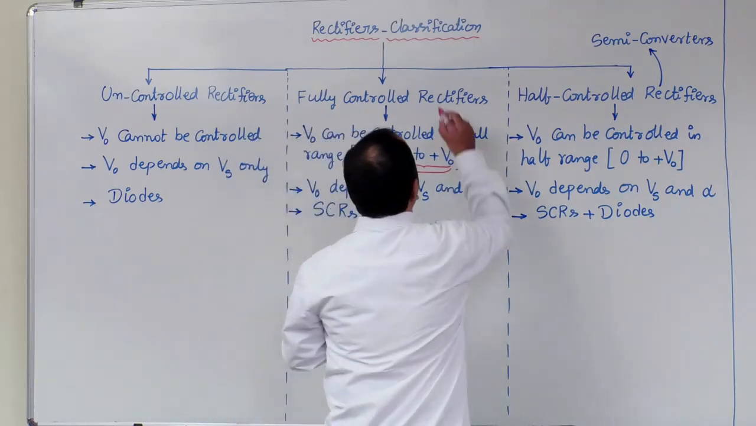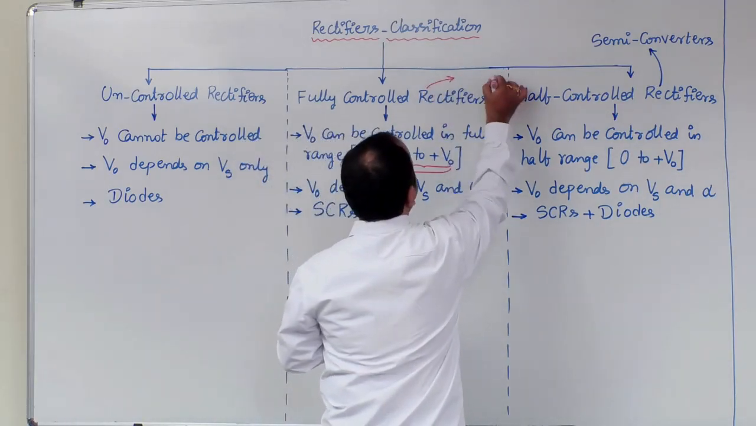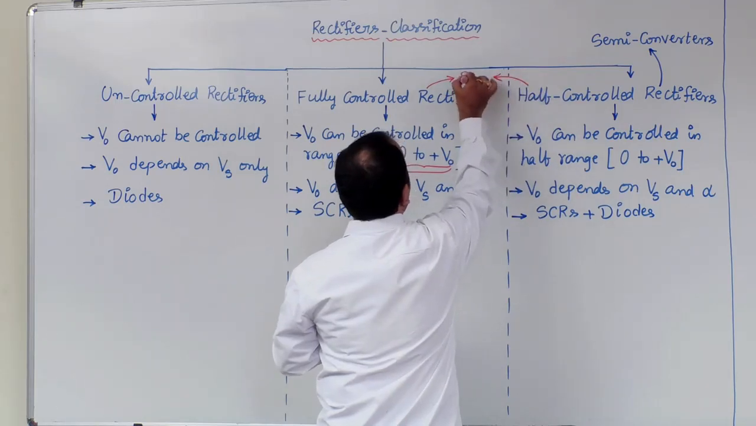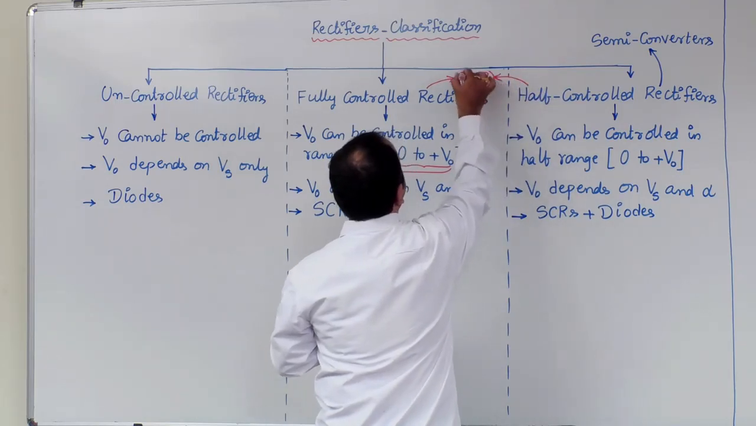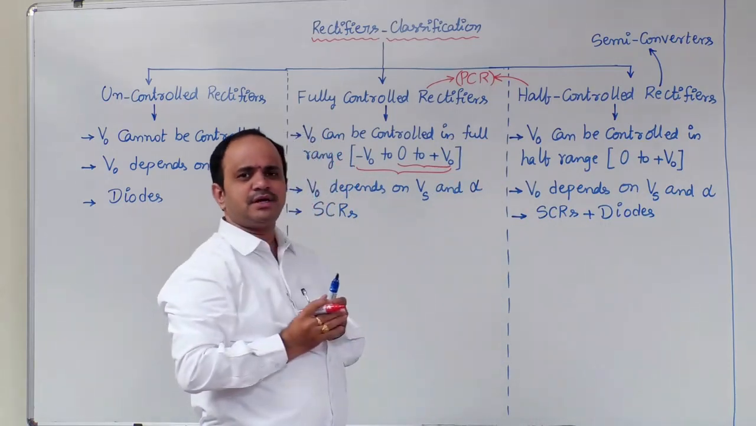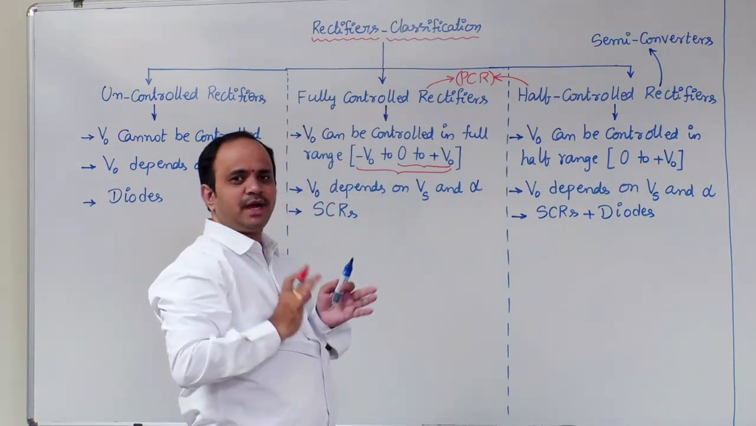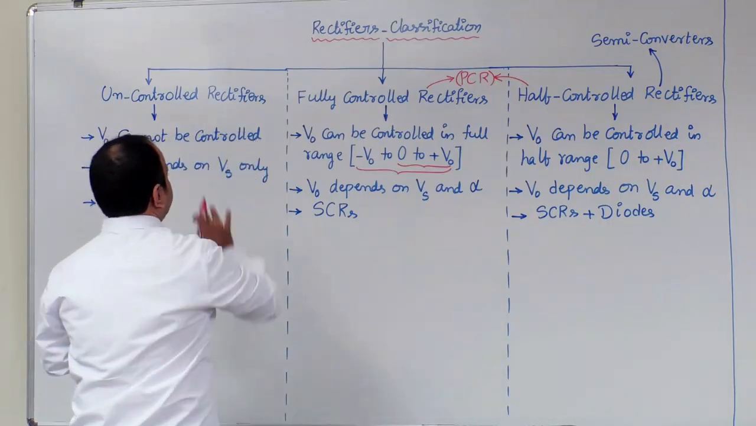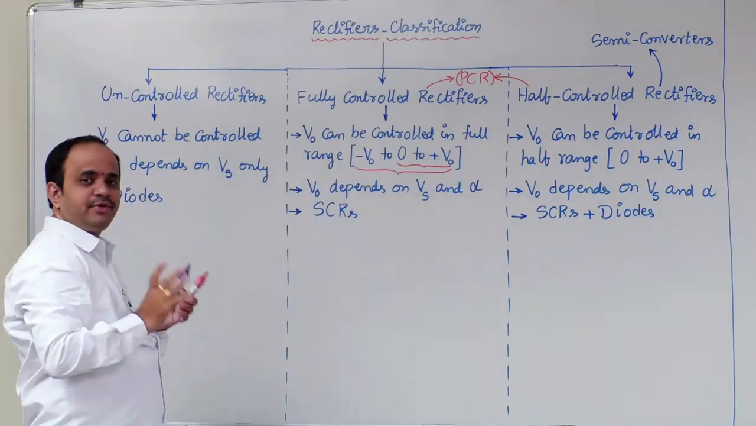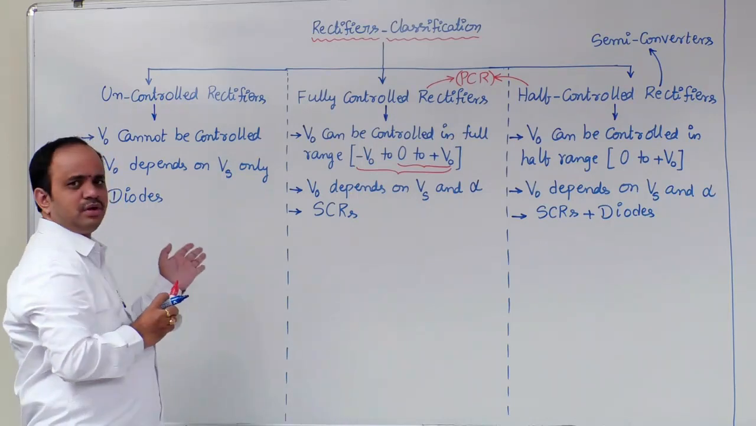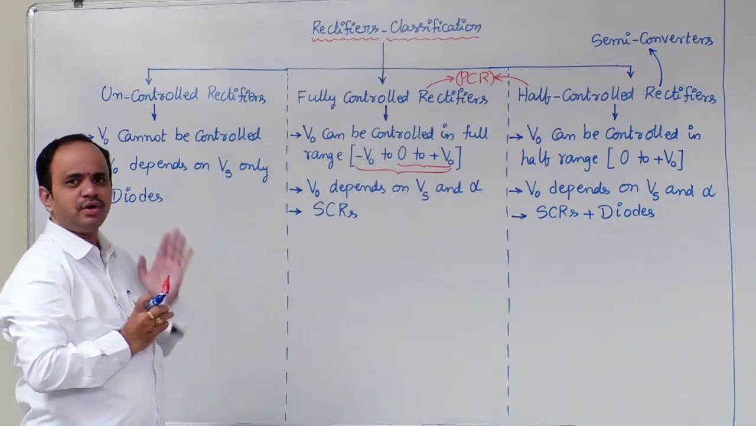Next, these two circuits together are named as PCR, phase controlled rectifier circuits. So follow the terminology and the notation carefully. This is about the basic definitions of uncontrolled, fully controlled and half controlled rectifiers.